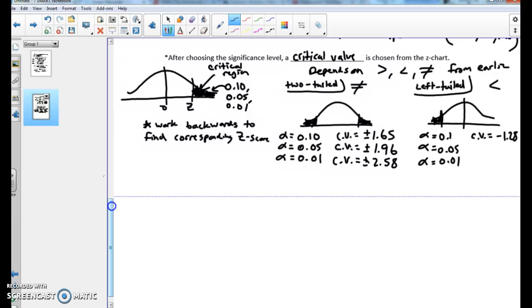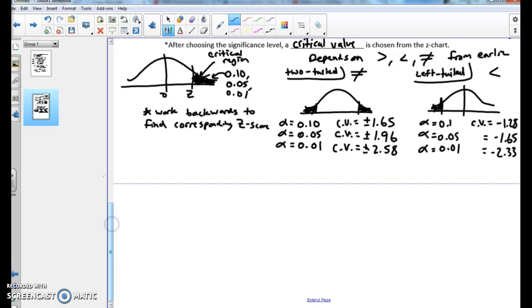Notice that for all of these, the critical values are always going to be negative, right? Because we're always below the mean. We're never going to be above the mean for our z-values. When alpha is 0.05, the critical value that corresponds to that would be negative 1.65. And when alpha is 0.01, the z-score that corresponds to that is negative 2.33.